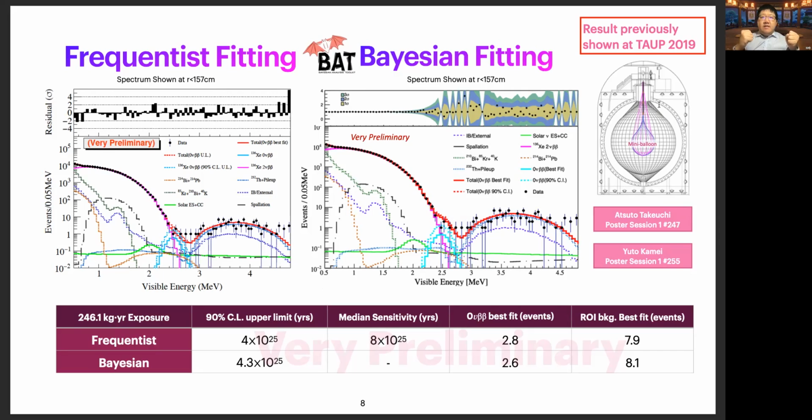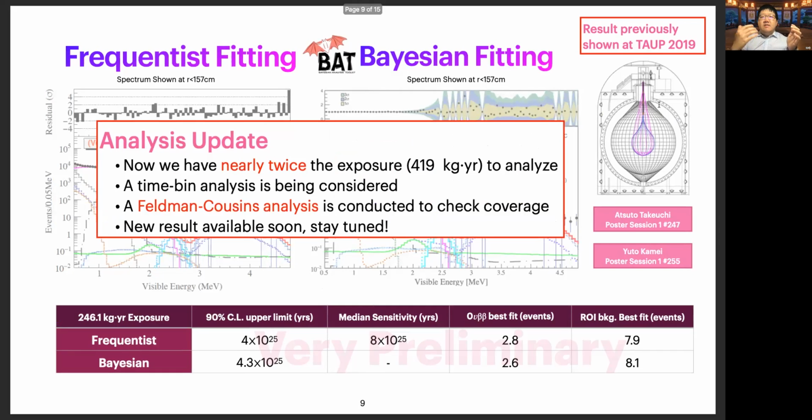I would like to remind you that this result was shown at the previous TAUP meeting in 2019. Since then, there have been a lot of updates on our analysis. First of all, we now have nearly twice the exposure, aka 419 kilogram-years, to analyze. We are also considering a time-bin analysis on both the frequentist fitting and the Bayesian fitting. We also conducted a Feldman-Cousins analysis on the frequentist result to check its coverage. We are working really hard to finalize the analysis, and our new result will be available soon, so please stay tuned. I would also like to redirect you to the 2 posters by my colleagues Takeuchi-san and Kamei-san, who will also be talking about our zero-neutrino double beta analysis.